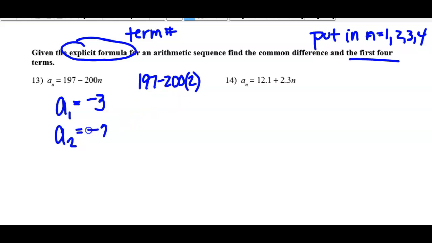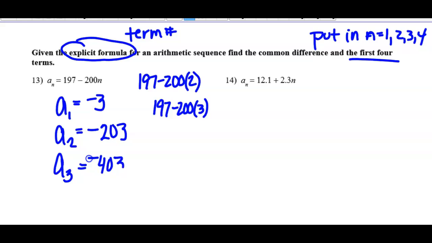So I get negative 203. 197 minus 400. Yes. So the third time you do that, 197 minus 200 3 times, it's down to negative 403, and I'm thinking you can tell what the difference is, okay? The difference is the negative 200, and the fourth term would be negative 603. Is that all they wanted? Common difference in the first 4 terms, okay?